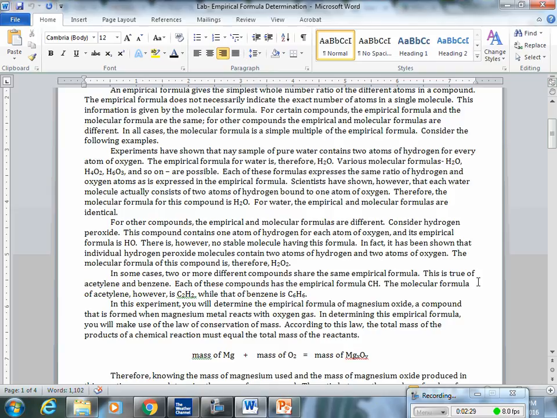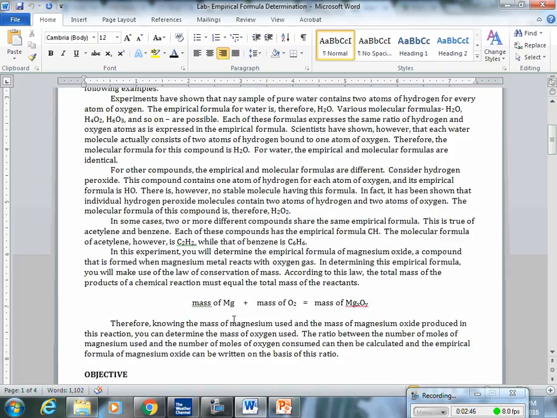During this experiment, you will determine the empirical formula of magnesium oxide that is formed when magnesium reacts with oxygen. To do so, you will use the law of conservation of mass. We know how much mass of magnesium metal we start with. We will find the mass of magnesium oxide when we are completed with the lab. Therefore, we can find the mass of the oxygen using those two values.